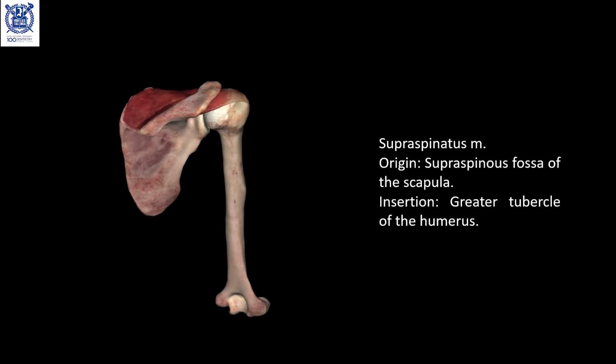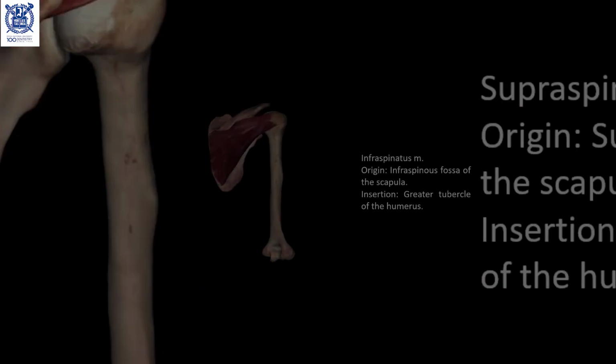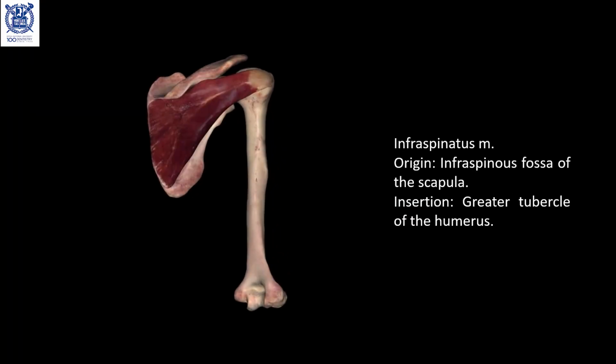Supraspinatus muscle. Origin: supraspinous fossa of the scapula. Insertion: greater tubercle of the humerus. Infraspinatus muscle. Origin: infraspinous fossa of the scapula. Insertion: greater tubercle of the humerus.